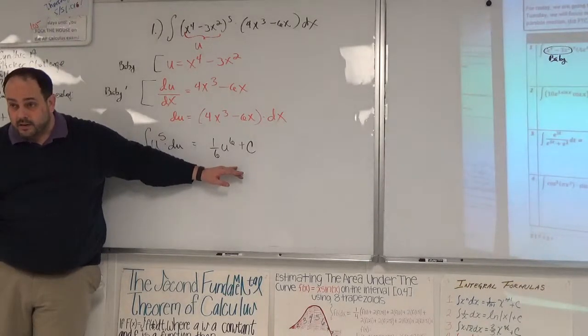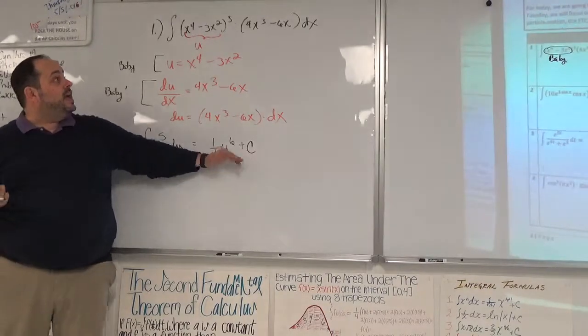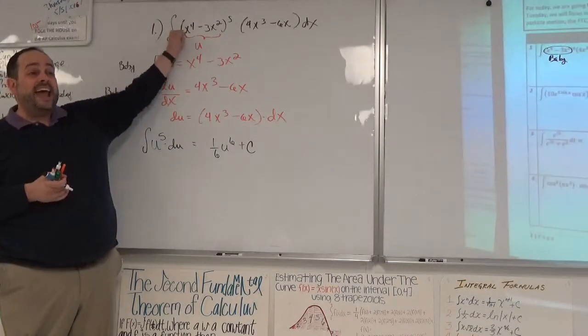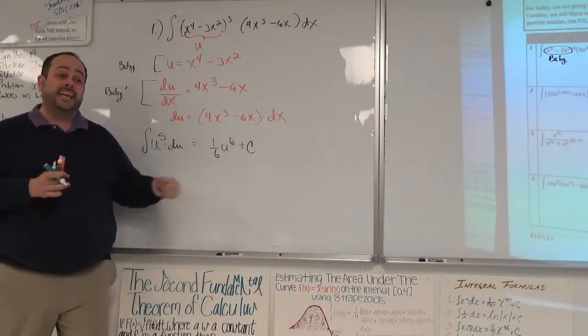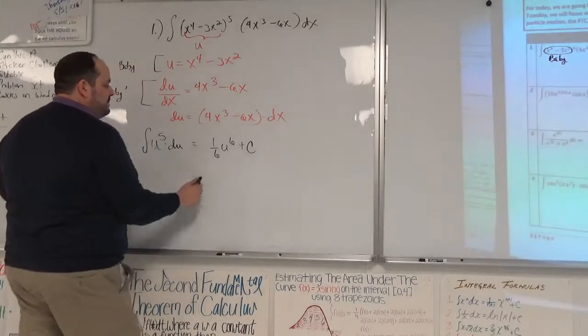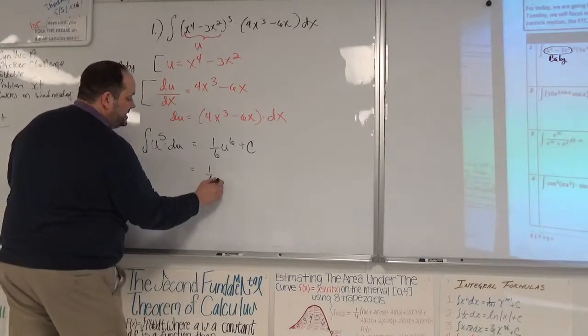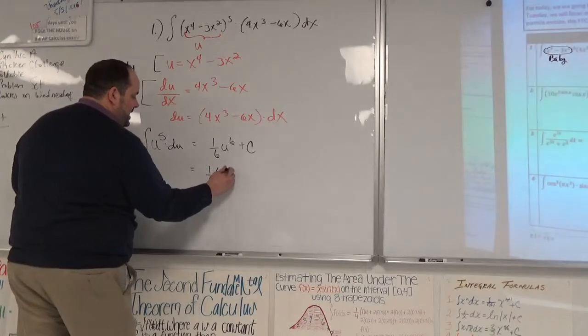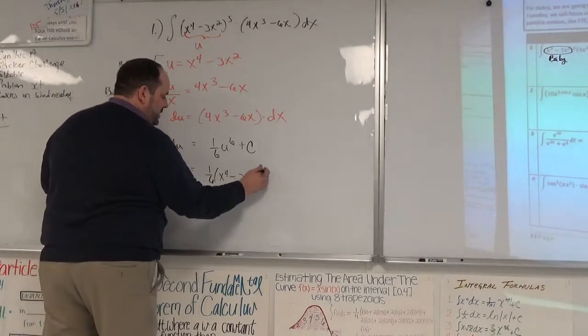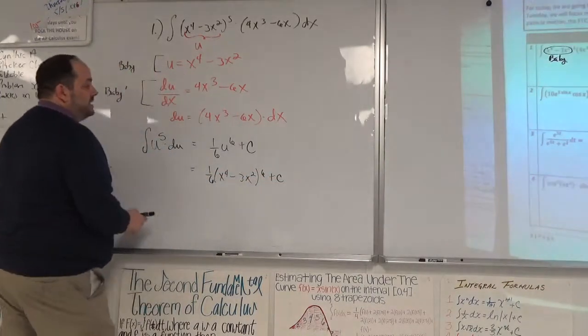Why not? Put u back in. The problem was in terms of x's, so you've got to get back to being in terms of x's. So don't stop at 1/6 u to the 6th plus c. Make it 1/6 times x to the 4th minus 3x squared to the 6th plus c.